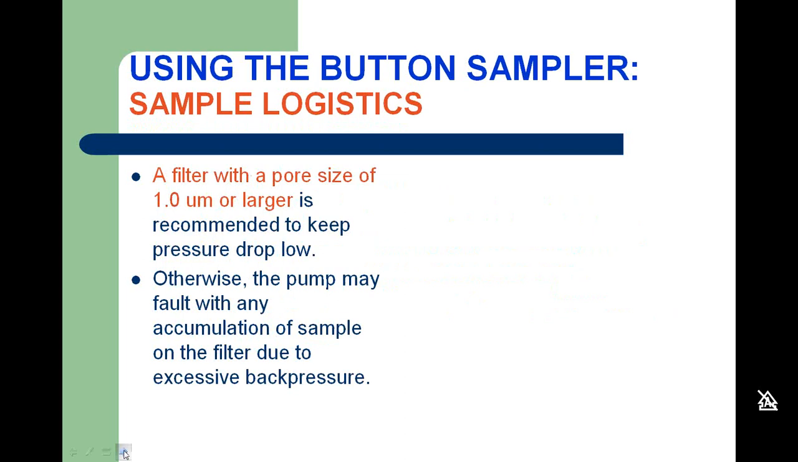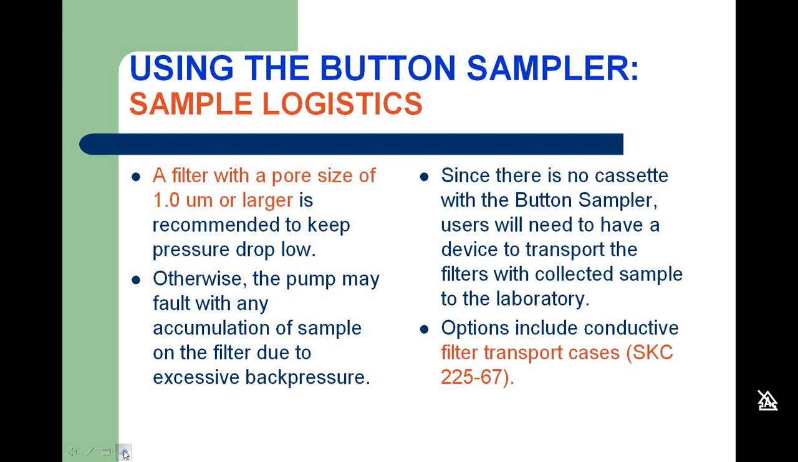There are two very important considerations when using the button sampler. First, you must use a filter with a pore size of 1 micron or larger. Otherwise, at the required flow of 4 liters per minute, your personal pump may fault with dust accumulation due to back pressure issues. Next, since there is no filter cassette, you will have to have a secure device to transport your filter sample to the lab. SKC offers filter transport cases or filter keepers for this purpose.